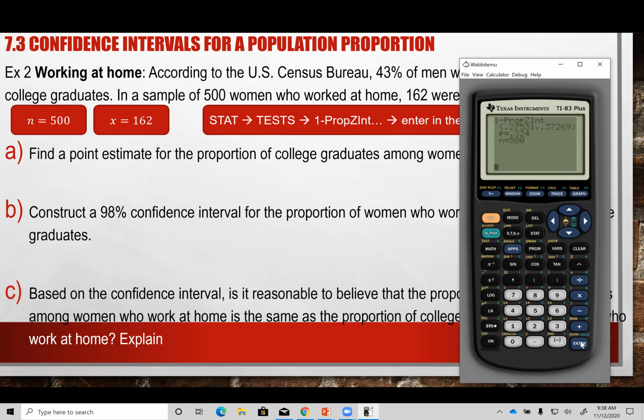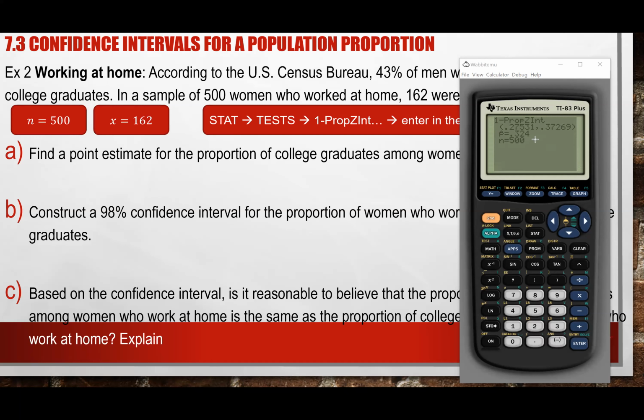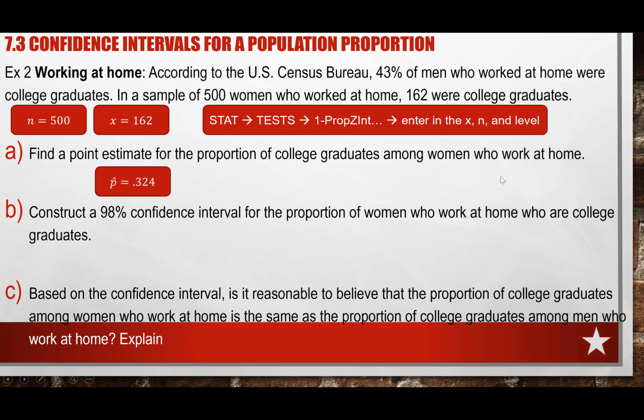If you look at this, right here is your point estimator, ladies and gentlemen. Your point estimator is p hat, and p hat is 0.324, which is the same as taking the x divided by the n. Once we have this, you can see that our interval is 0.275 to 0.372. I mentioned that this is your confidence interval, and your calculator can do this calculation for you.